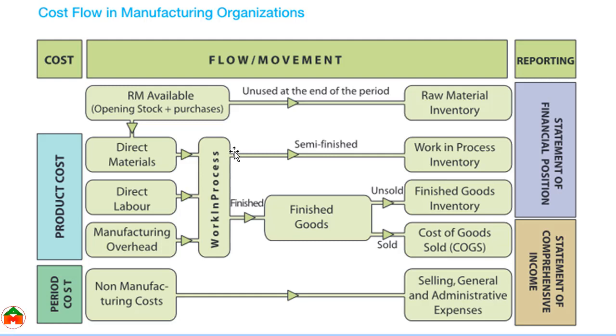From this diagram, we have learned that the cost flow in a manufacturing firm starts from two categories of cost. One is product cost and another one is period cost. Generally, period costs are directly shown in the statement of comprehensive income. On the other hand, out of product cost, some are shown in the statement of financial position, and the cost of goods sold is shown in the statement of comprehensive income.